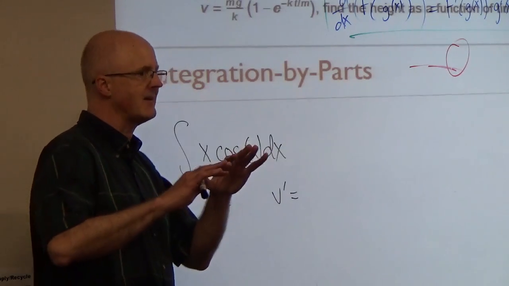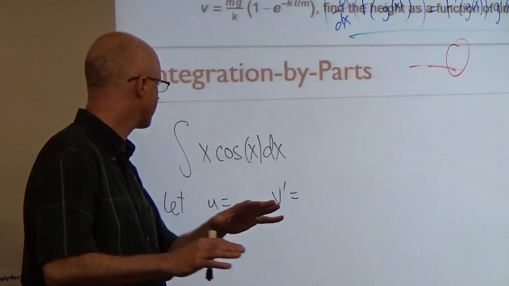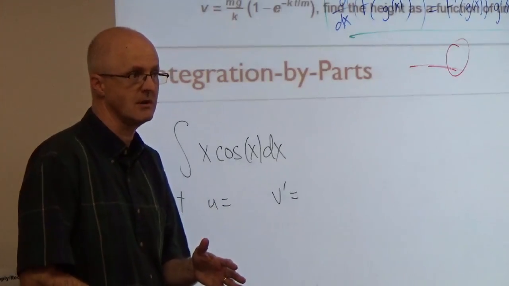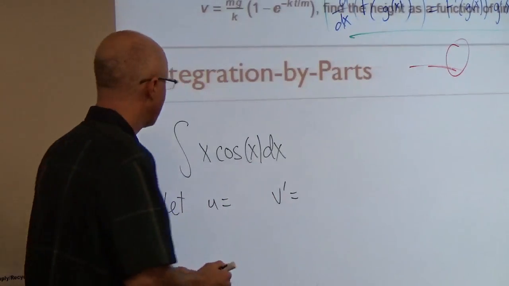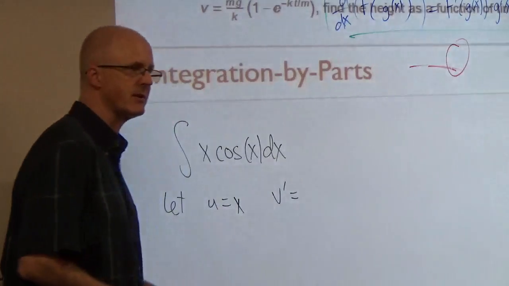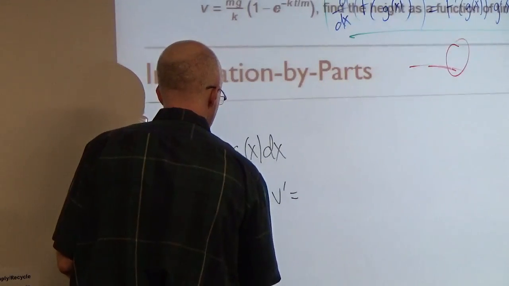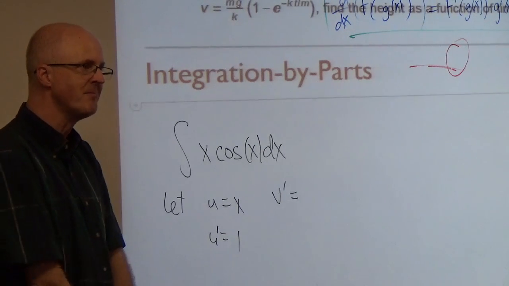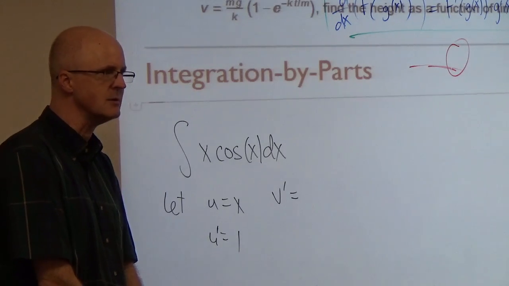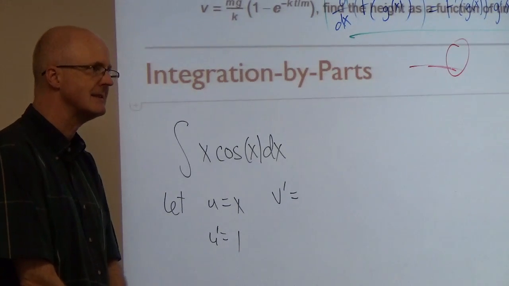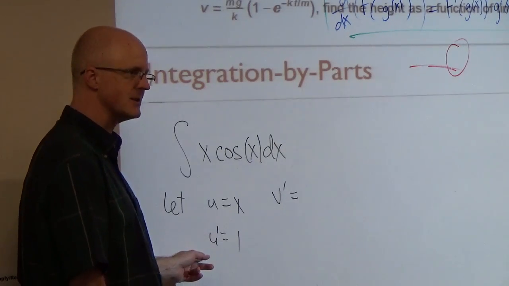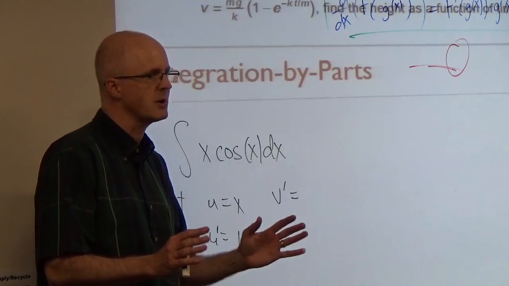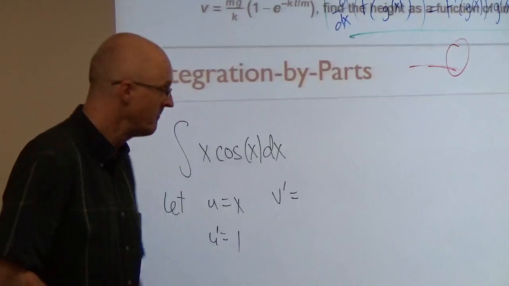Well, this is not foolproof guidance, but oftentimes you want to let u be something whose derivative is simpler. Not always, oftentimes. If you let u equal x, its derivative is simpler. u prime is 1, the derivative of u with respect to x. If you do it in terms of du, you'd say du is 1 dx. But our book uses this notation. That's not something that always is the best thing to do. I will show you examples where it's not the best thing to do, maybe even today if you're still here.